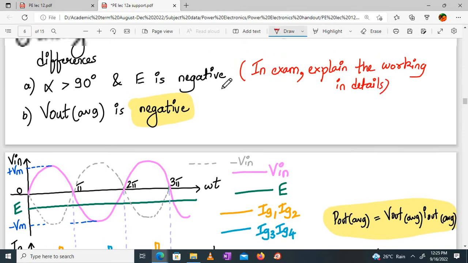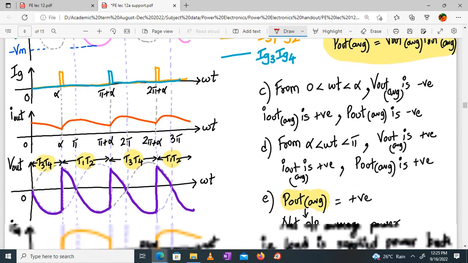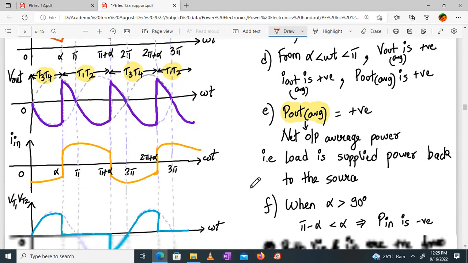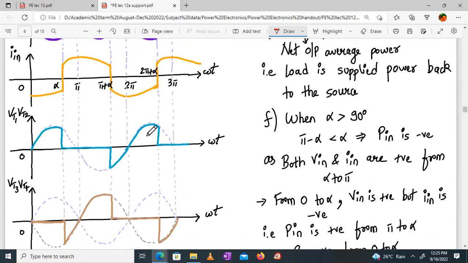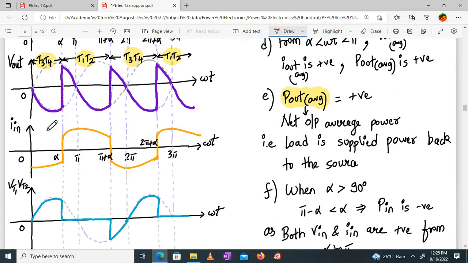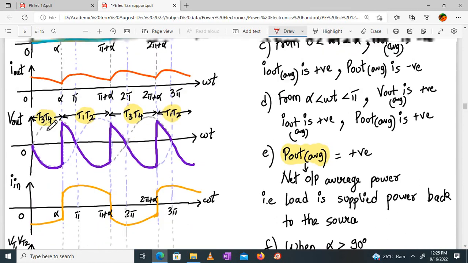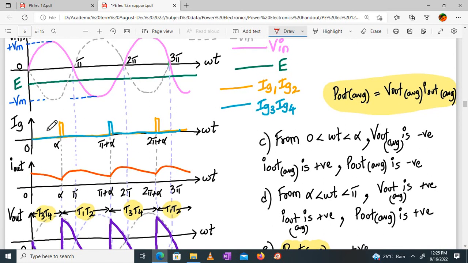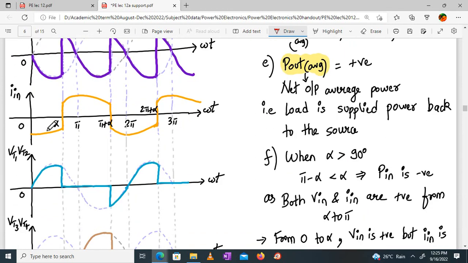Okay. So these are the differences. Alpha greater than 90, E is negative, and V out average is negative. These points are clear. So here my average output power... what happened here? Look, what is pi minus alpha over here? Pi minus alpha, tell me. The waveforms are like this, the same ones we drew, right? It's the same. This only we have drawn, right? With more color variety. That's the only difference.